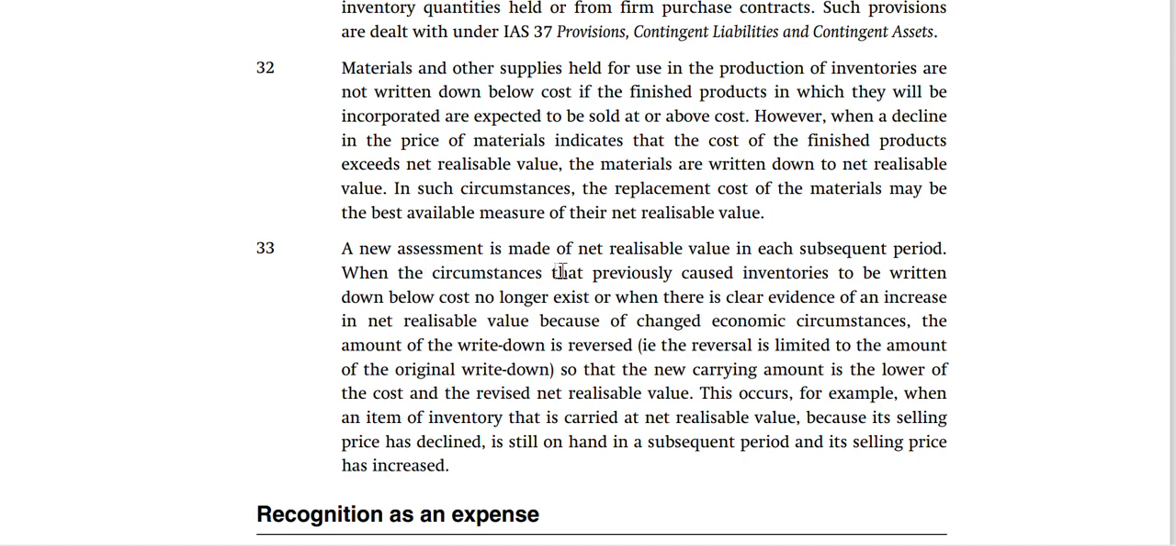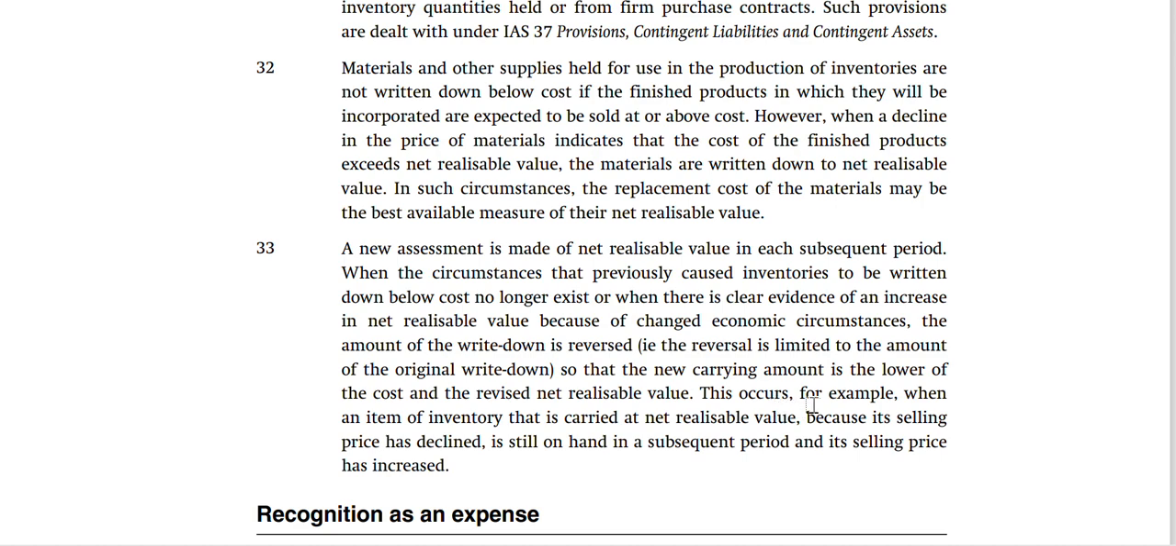A new assessment is made of the net realizable value in each subsequent period. When the circumstances that previously caused inventory to be written down below cost no longer exist, or when there is clear evidence of an increase in the net realizable value because of changed economic circumstances, the amount of the write-down is reversed. That is, the reversal is limited to the amount of the original write-down, so that the new carrying amount is the lower of the cost and the revised net realizable value.